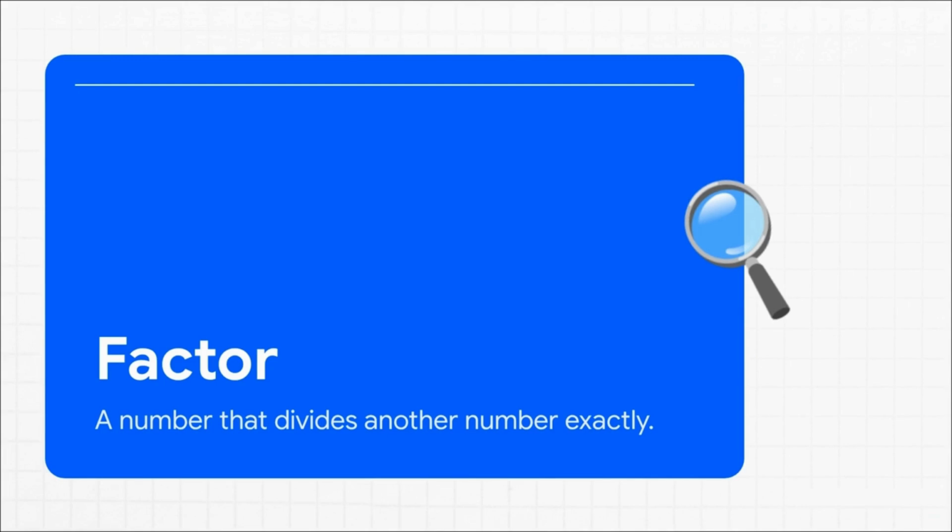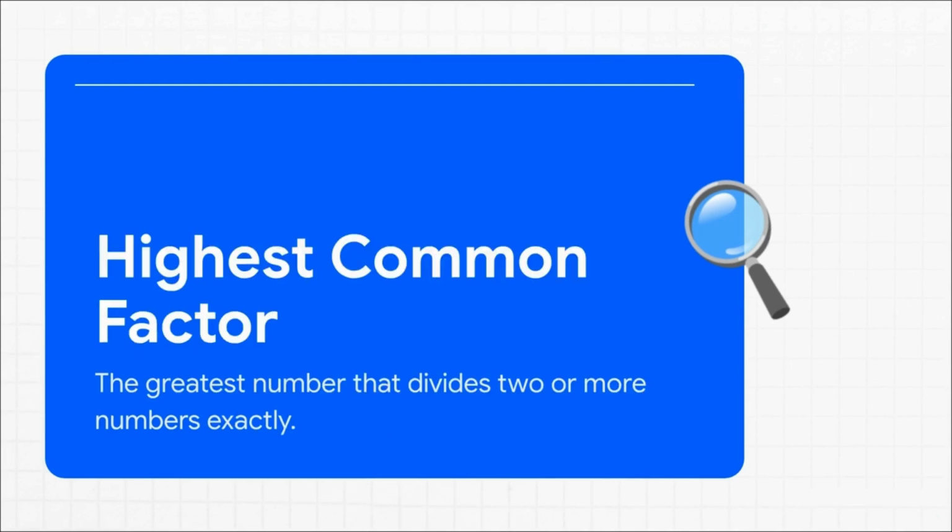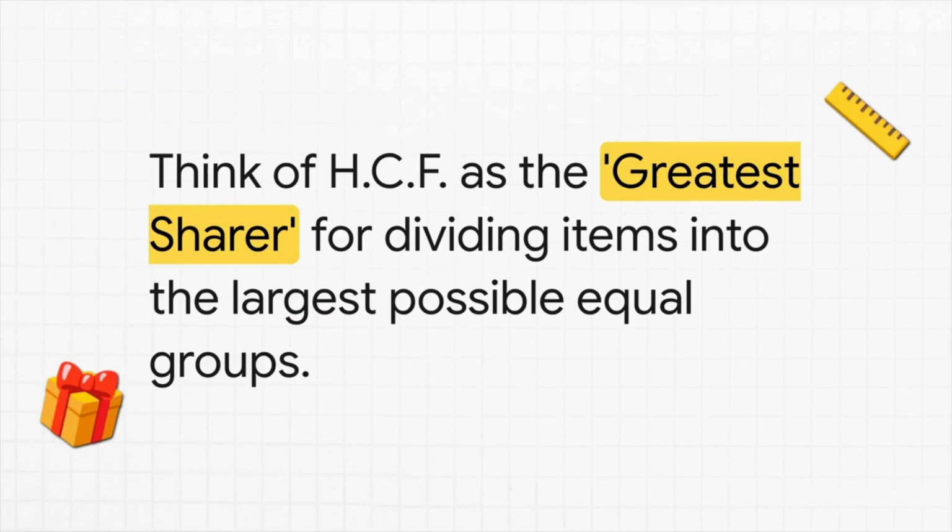Okay, so building on that, what if you have a bunch of different numbers and you want to find the single biggest building block that they all share? Well, that's it. That's the highest common factor, or HCF. It's the largest number that fits perfectly into all of them. Now, here's the easiest way to remember this, for sure. Just think of HCF as the greatest sharer.